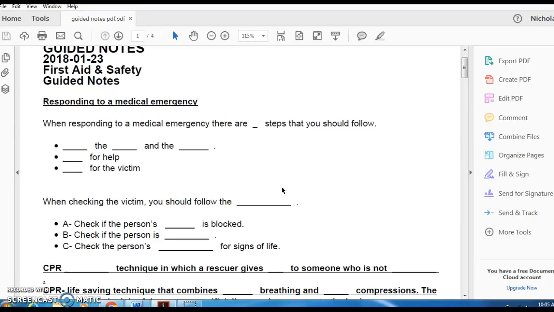I'm going to use my first aid and safety topic that I use in my class. I'm a 7th and 8th grade health teacher. I use this particular lesson with my 8th grade students, so I'm going to dive right into it. Here's my guided notes that I used.